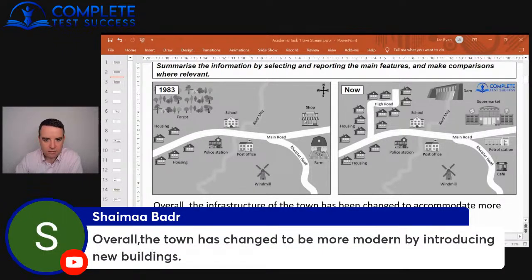Overall, the town has changed to be more modern by introducing new buildings. That's still too vague. It's become more modern by introducing new buildings. It's okay. It's not descriptive enough for a high score.